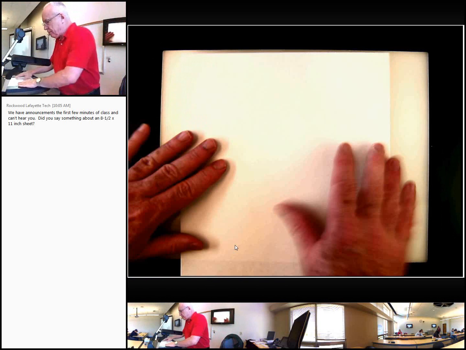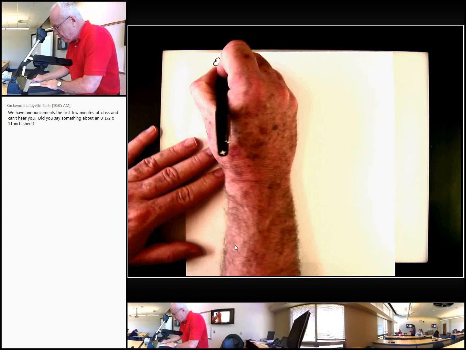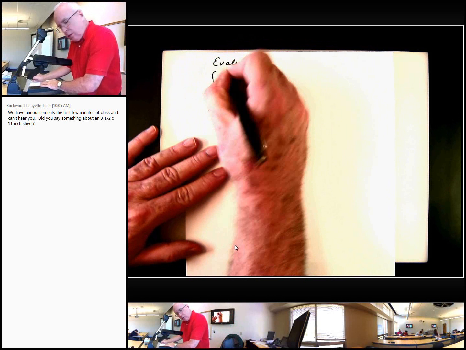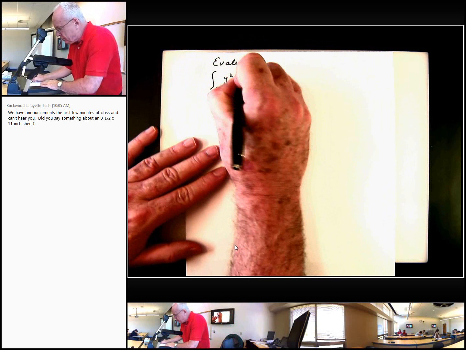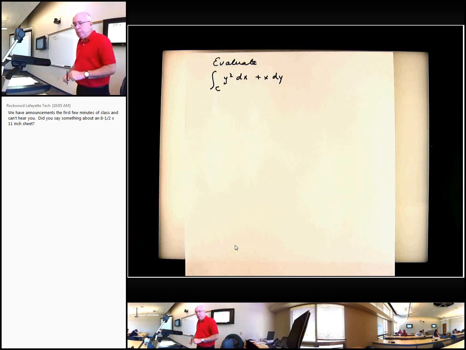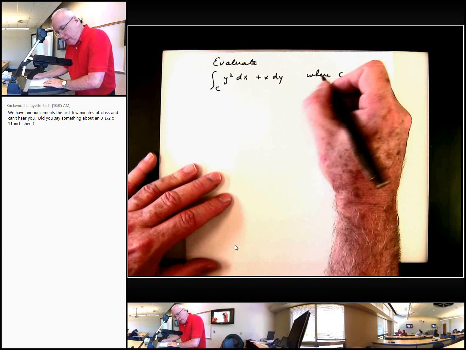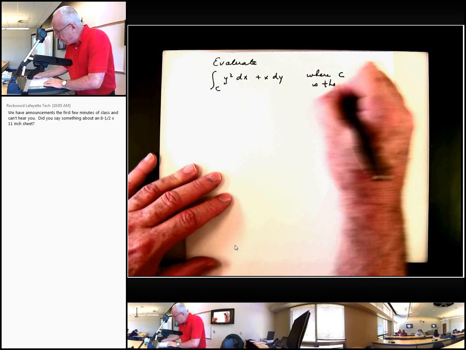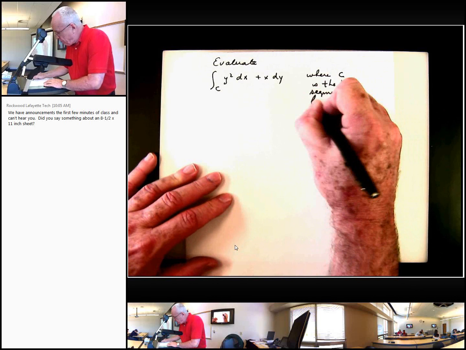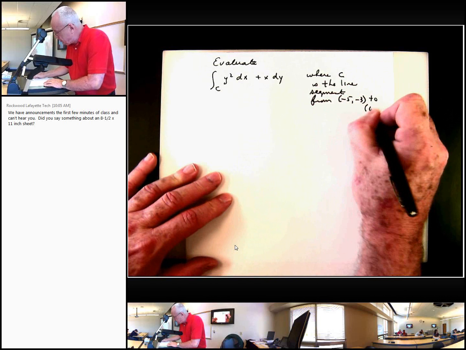Let's look at this example here, where we're asked to evaluate the line integral along C of y squared dx plus x dy. Okay, so that's using that bit of shorthand notation, where C is the line segment from (-5, -3) to (0, 2).